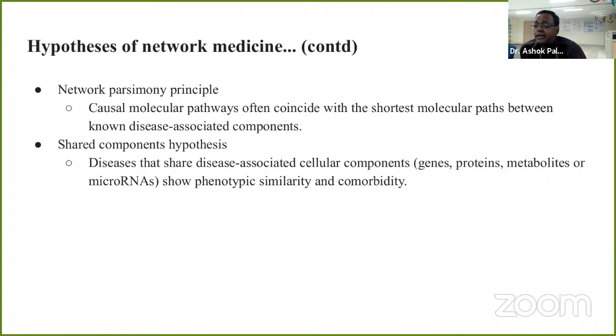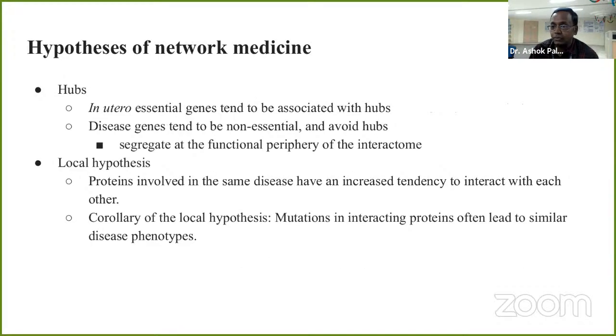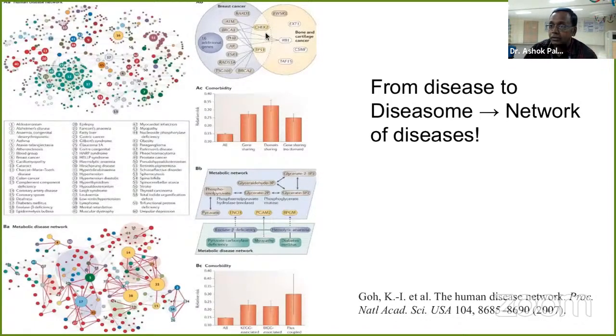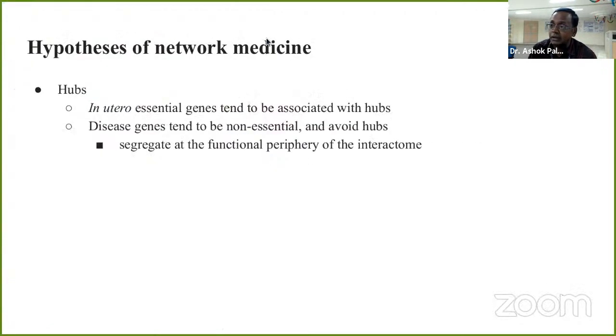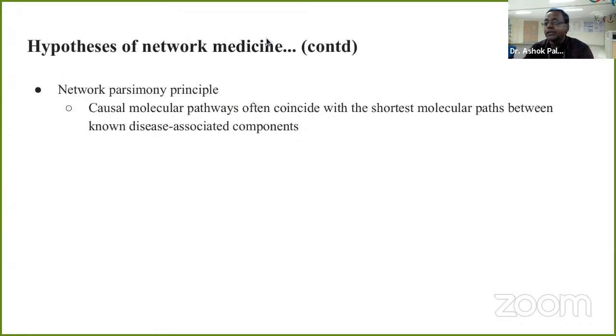That is, diseases that share certain components show phenotypic similarity and may also be comorbid. Okay, so that is known as the shared components. That is the disease zone that we see here, where two different conditions share a few genes, and therefore they show some similarities.